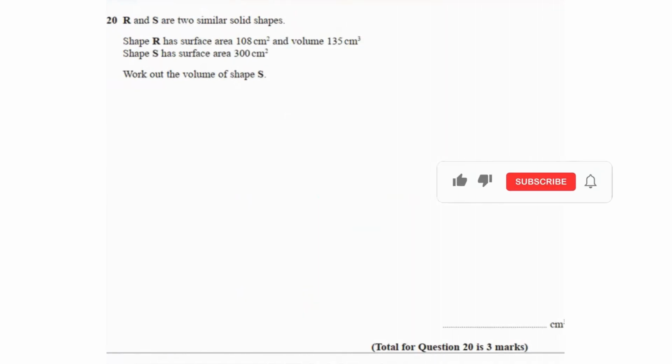Then it says R and S are two similar solid shapes. Shape R has a surface area of 108 centimeters square and volume 135 centimeter cube. Shape S has surface area of 300 centimeters square. We need to work out the volume of shape S. Very similar to a similar question that we did in this video. In that one, they had worded the question slightly differently, but it's still the same. So shape R has the area and volume given. Shape S has the area, but we need to find the volume.